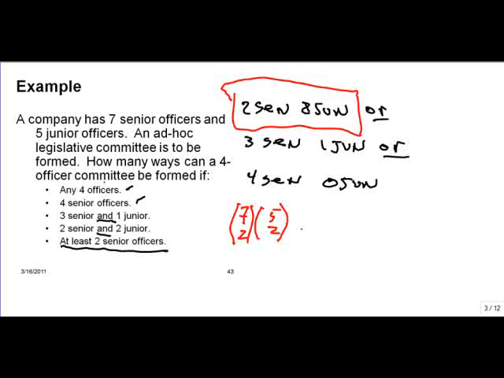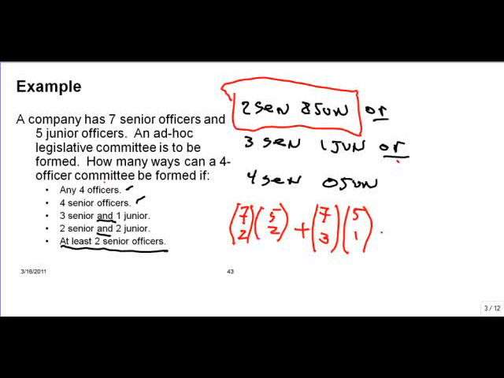So I have to add 3 seniors, 1 junior. Again, how many seniors do we have? 7. How many do we want? 3. Does order matter? No. So there's 7 choose 3, and for the juniors, 5 choose 1.